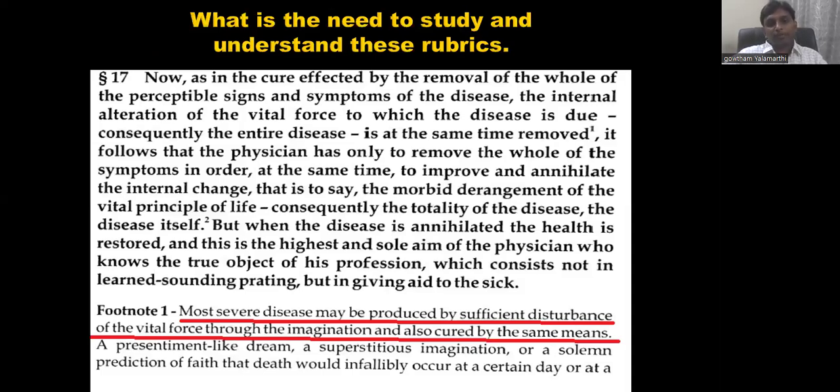Coming to the aphorism, footnote 1, aphorism number 17: Most severe diseases may be produced by sufficient disturbances of the vital force through the imagination. So see what Hahnemann says, listen here carefully. Most severe diseases originate through the imagination and are also cured by the same means. So even the cure can occur by the same imagination.